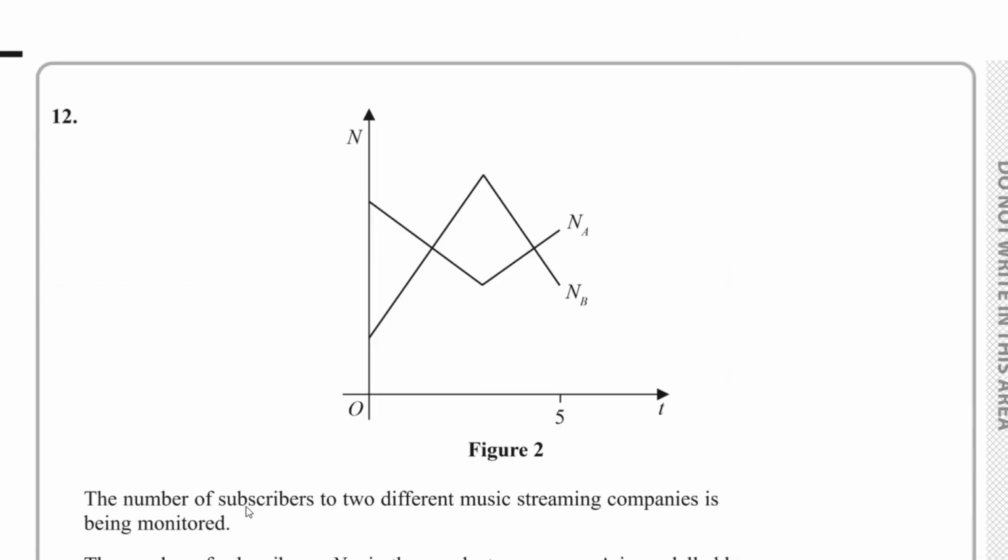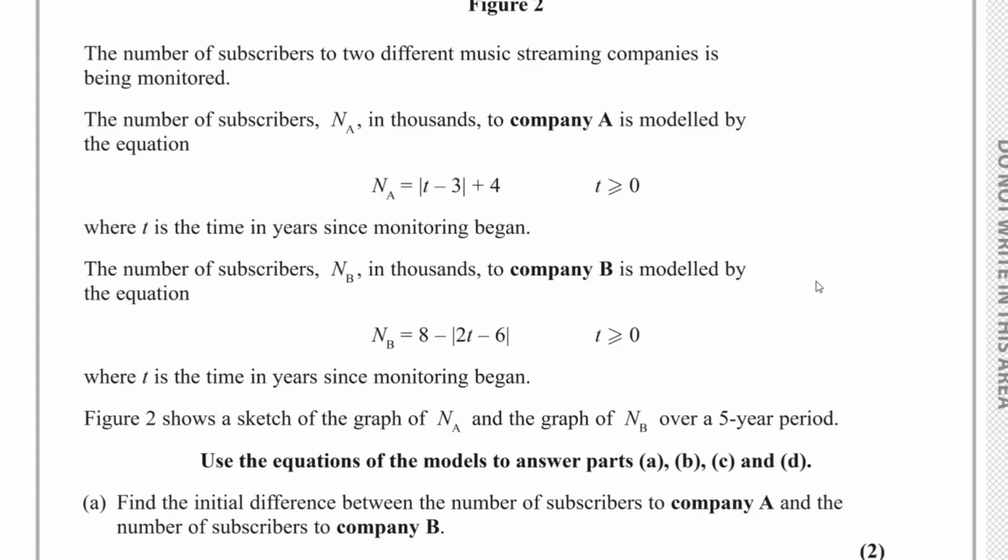Question number 12. The number of subscribers to 2 different music streaming companies is being monitored. The number of subscribers NA in thousands to company A is modelled by the equation NA equals the mod of t subtract 3 plus 4, where t is greater than or equal to 0, where t is the time in years since monitoring began. The number of subscribers NB in thousands to company B is modelled by the equation NB equals 8 subtract the mod of 2t subtract 6, where t is greater than or equal to 0. T is the time in years since monitoring began.